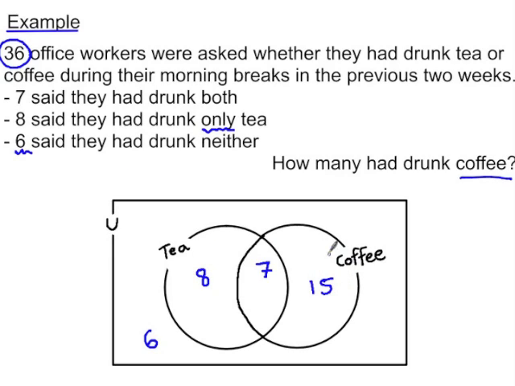If you answered 15 to this question, then I'm afraid you are incorrect. 15 is the number of people who had drunk only coffee. But in total, we've also got the 7 people who drank both. So in total, 22 people had drunk coffee in the last 2 weeks.